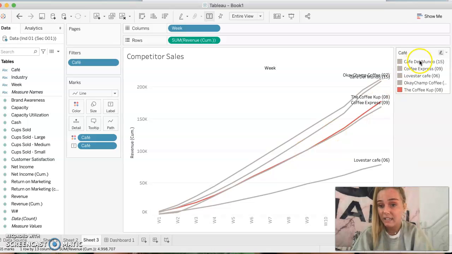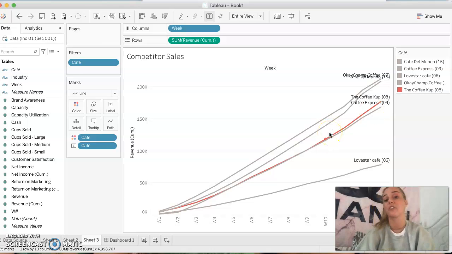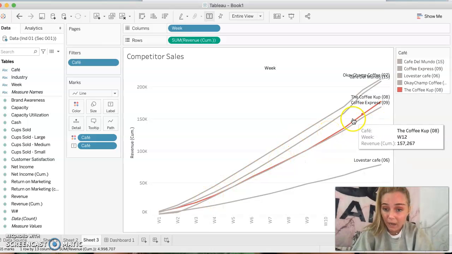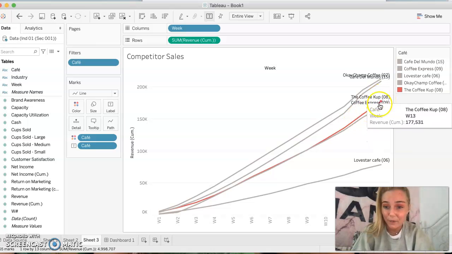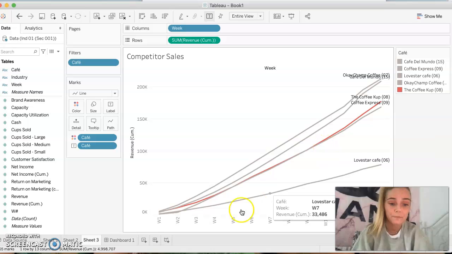On the side it says Cafe Del Mundo is in 15th, Coffee Express is in 9th, Love Star Cafe is in 6th, OK Champ Coffee is in 7th, and I'm in 8th. So we're all pretty close on the rankings, and my company is the red line. We didn't end up with the highest revenue, but we're pretty much in the middle.